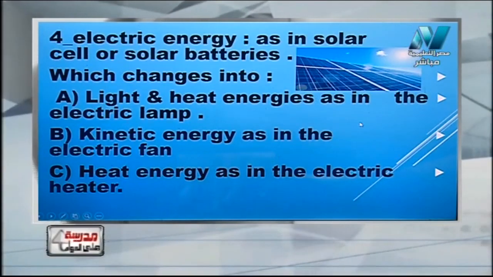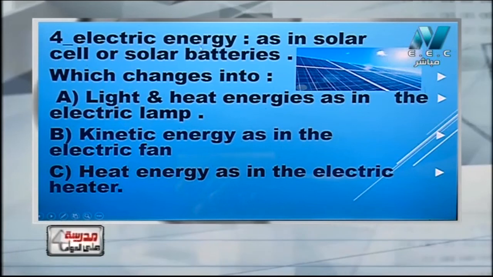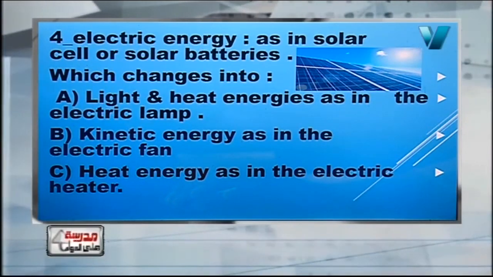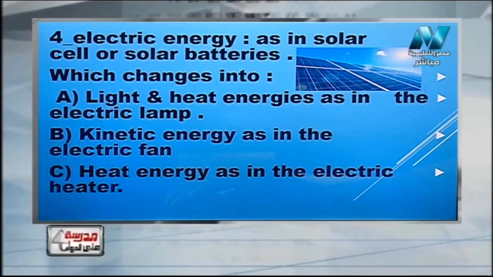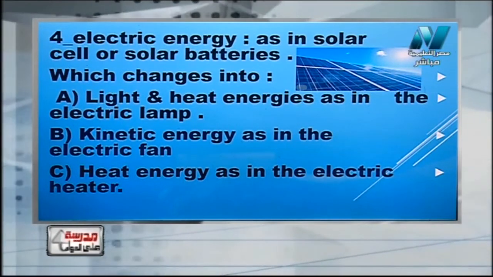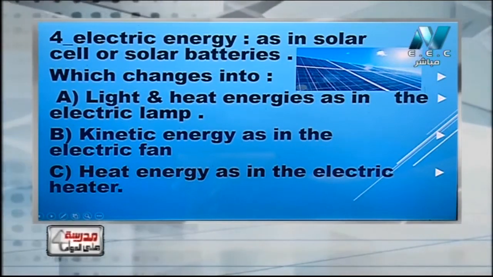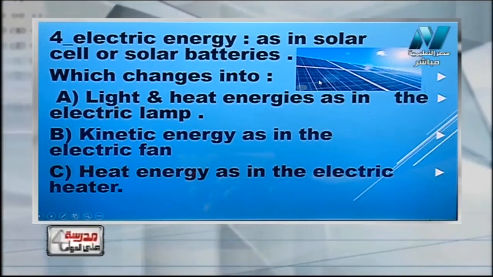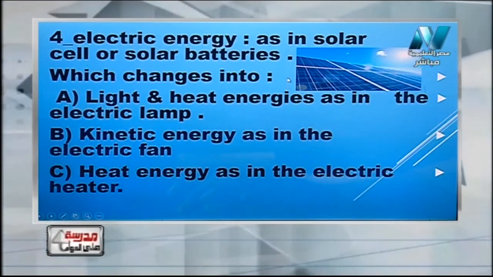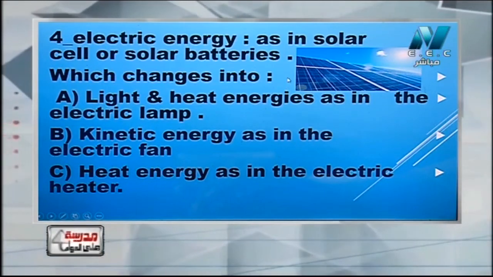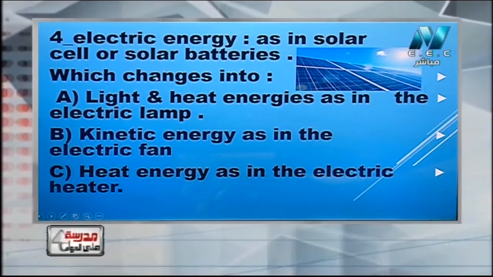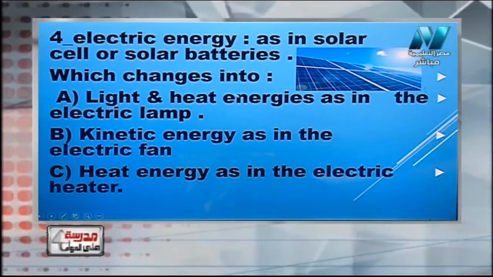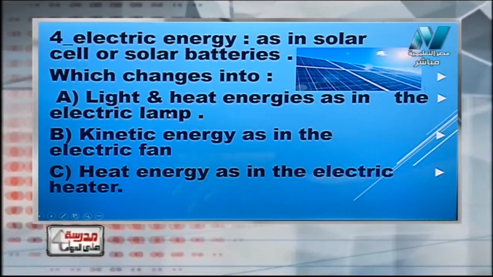Number four, electric energy. We can convert solar energy into electric energy, as in solar cells or solar batteries. As you see, this is the photo of the solar cell that we can use to change solar energy into electric energy. Electric energy changes into light and heat energies, as in the electric lamp.